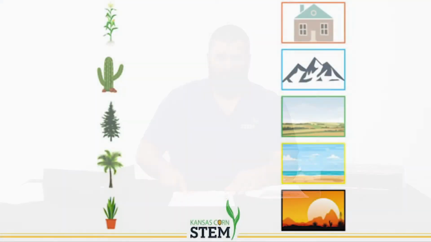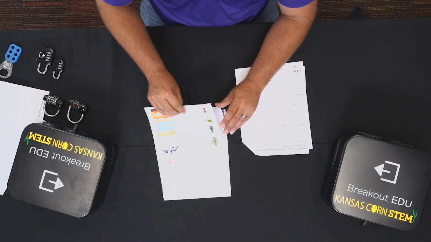And then you're going to correlate it with the pictures on the right. They are color-based. Students can draw the line from corn to the cornfield, cactus to the desert, and then they're going to go in order from that corn, cactus, pine tree, palm tree, and then the houseplant. And that's going to give them their order for their color lock sheet.